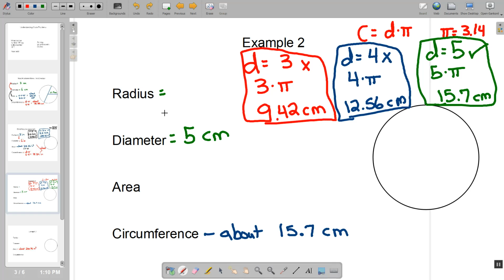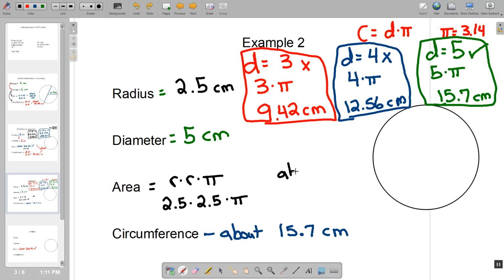So if our diameter is 5, that means our radius is 2.5 centimeters. And now we just have to do the area, which is radius times radius times pi, which is 2.5 times 2.5 times pi, which is going to give us kind of a crazy decimal, but that is just fine. And it spits out about 19.625. And this is going to be centimeters squared.